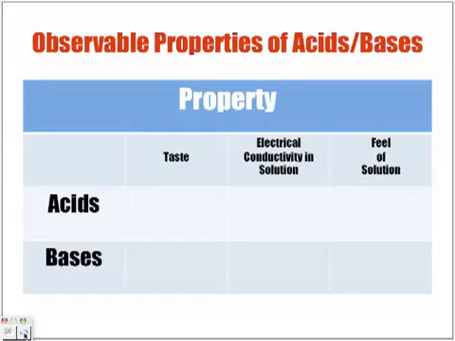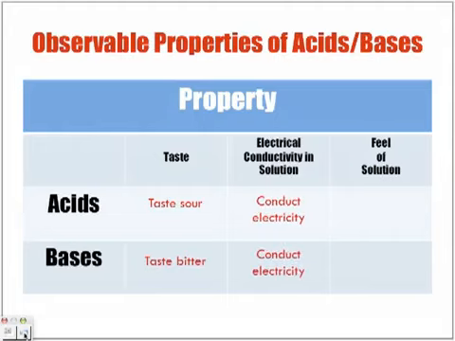Some observable properties of acids and bases. Their taste: we know one is sour, one is bitter. Electrical conductivity: they both conduct electricity. In terms of feel, of course, we would never want to touch any acids that we're unaware of. You can touch soda pop or vinegar that might spill on your fingers, but if something is acidic, there's really no feeling to it. It just feels like a regular liquid. But anything that is basic or alkaline feels very slippery.